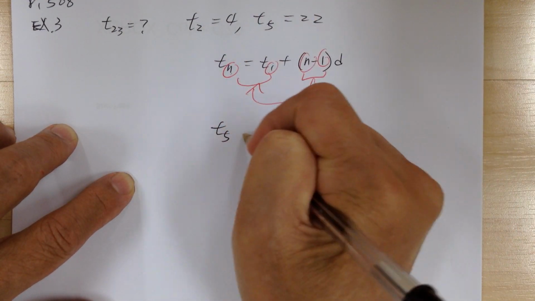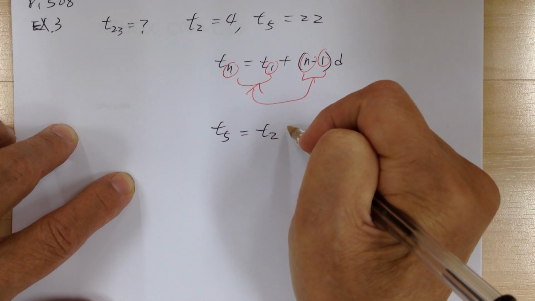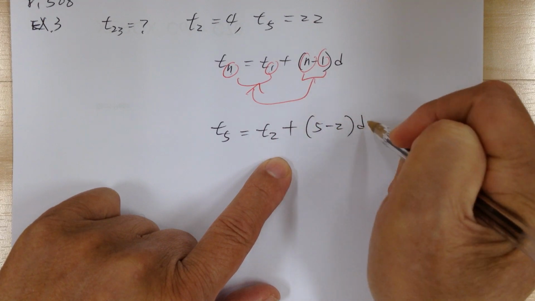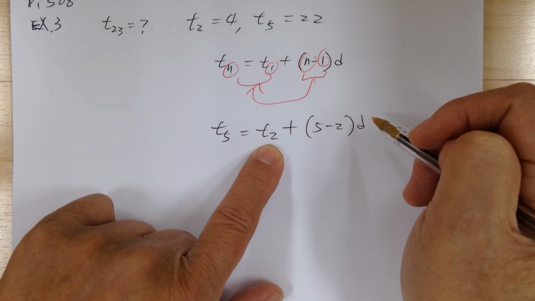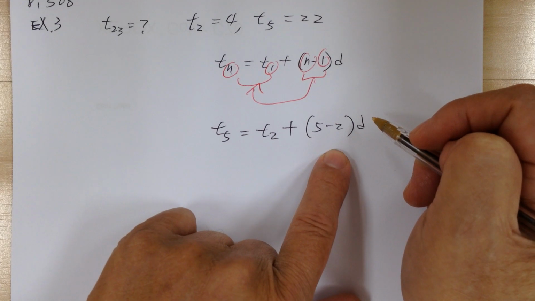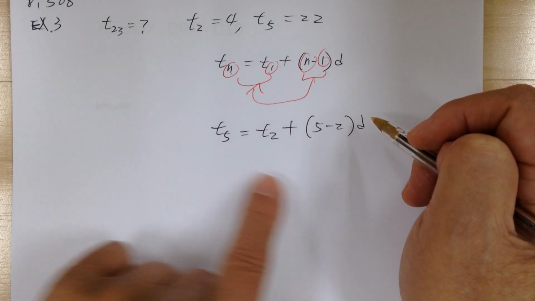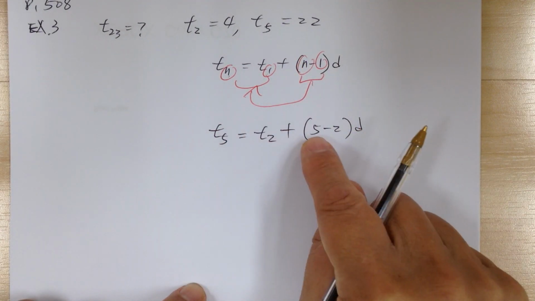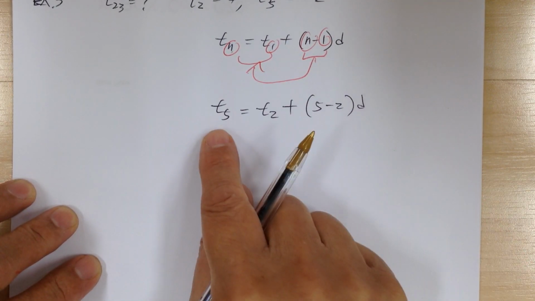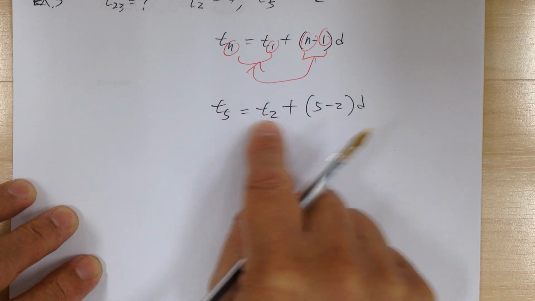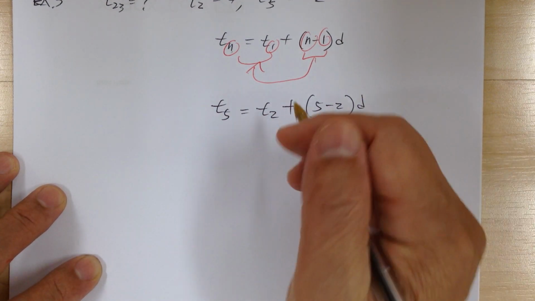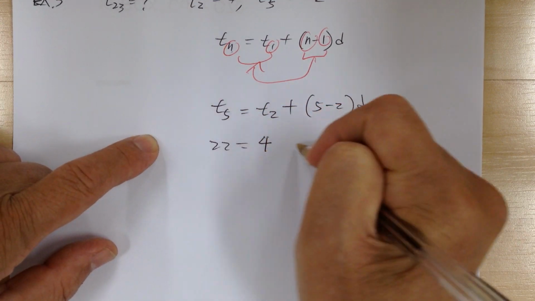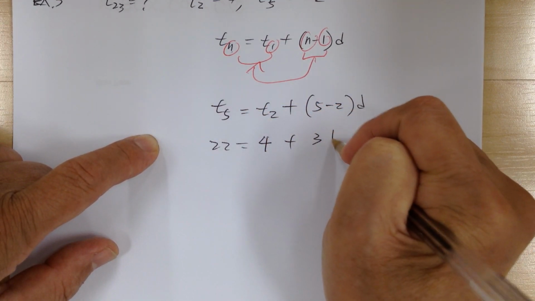If you use T5 equals T2, in this case again it is 5, 2, so you have to use 5 minus 2, because there's T5 and T2. So 5 minus 2 will give you 3 gaps. This is to figure out how many gaps are in between. If you have 5, 2, you have to use 5, 2. If you got 2, 5, then you have to use 2, 5. Then you go and substitute. T5 is 22, T2 is 4, and this would be 3D.